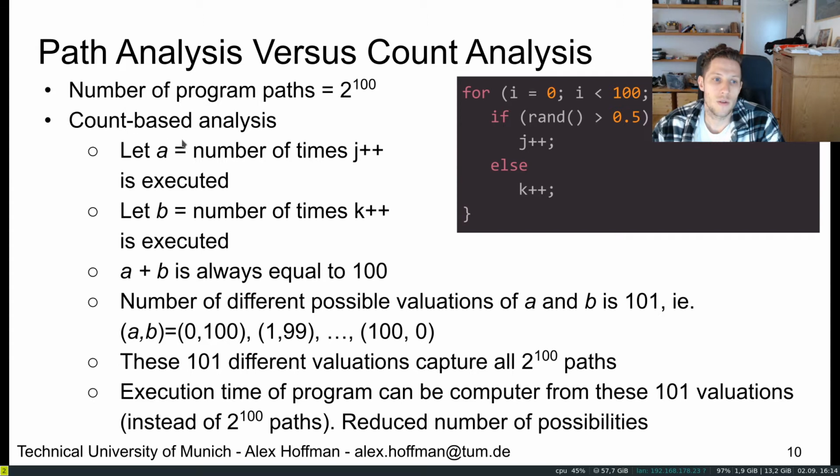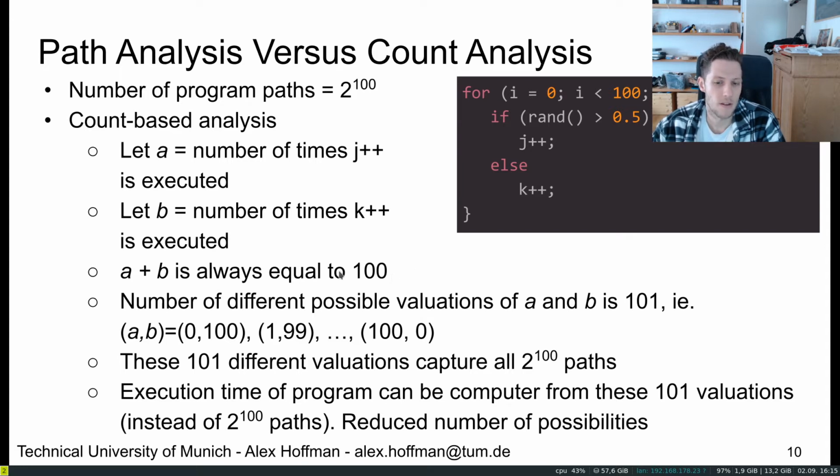But for instance, if we look at the basic blocks, namely that this J++ is a basic block and this K++ is a basic block, we can set variables for the number of times that each of them is executed. So in this case, this J++ would be a basic block, and therefore A would represent the number of times this basic block was executed, B being the same but for this K++ basic block. Therefore, we know that this loop is going to run 100 times and it's always going to execute either one or the other, meaning that we have this nice linear constraint that we can now derive: A plus B is always going to be 100.